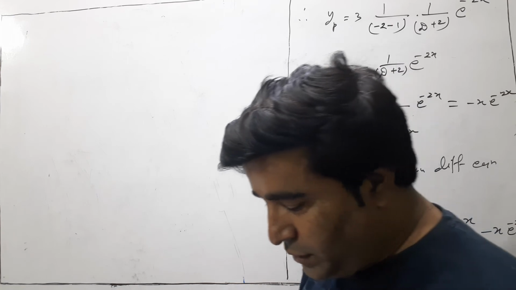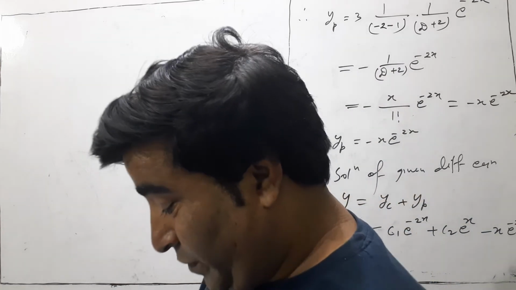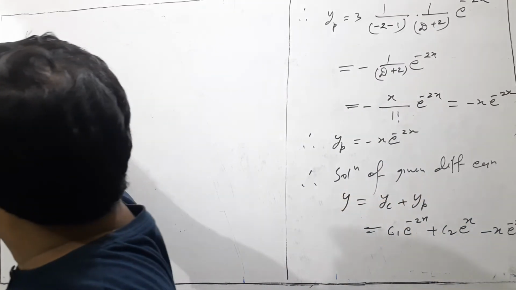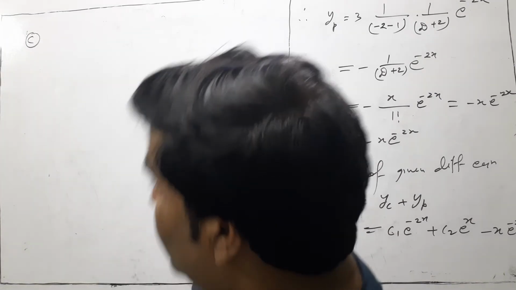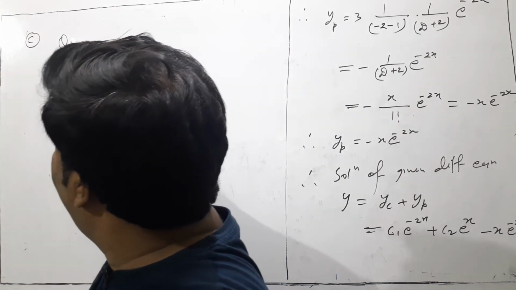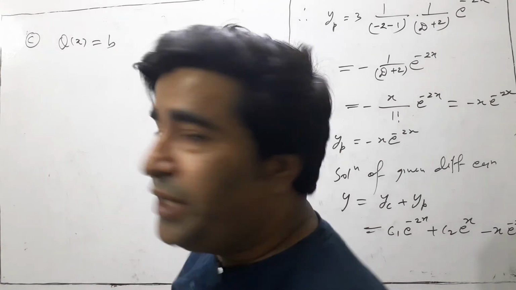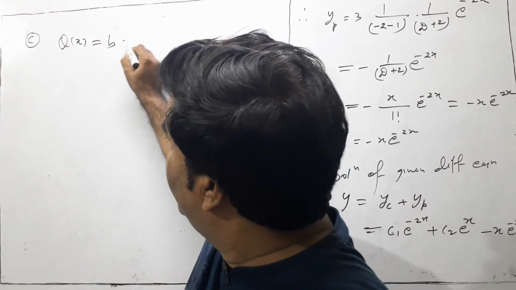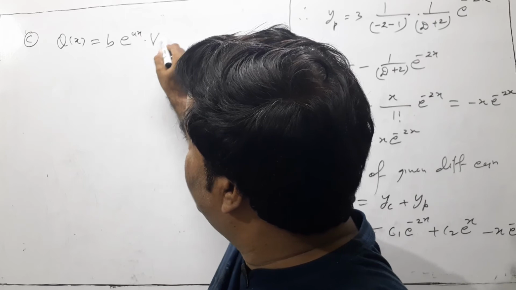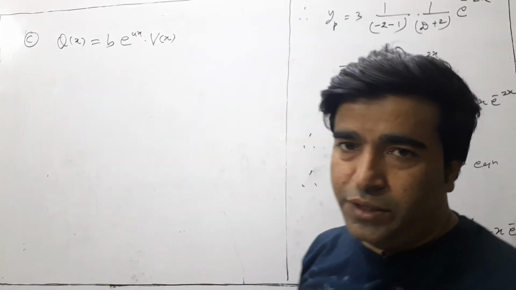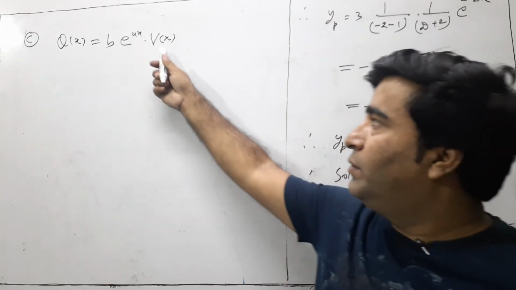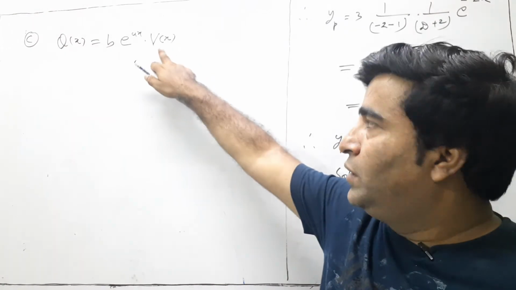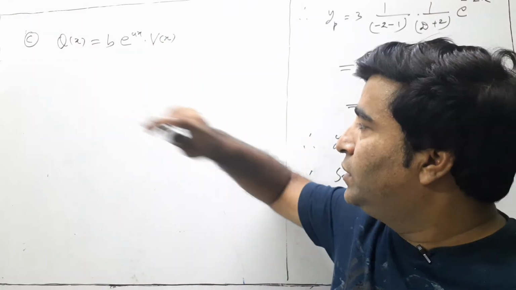Next case is case C, when Q(x) is e^(ax) into some function of x. Okay, here we have polynomial or trigonometric functions. Clear?